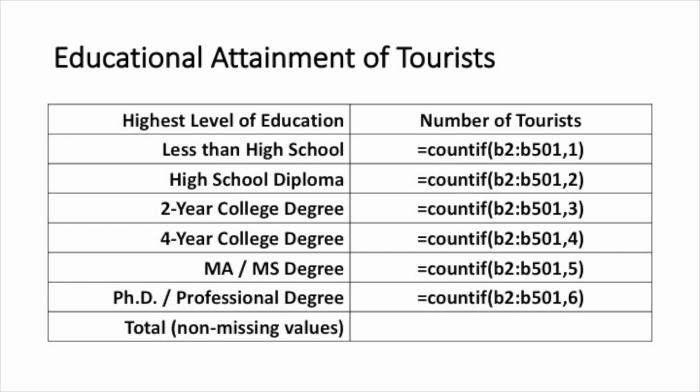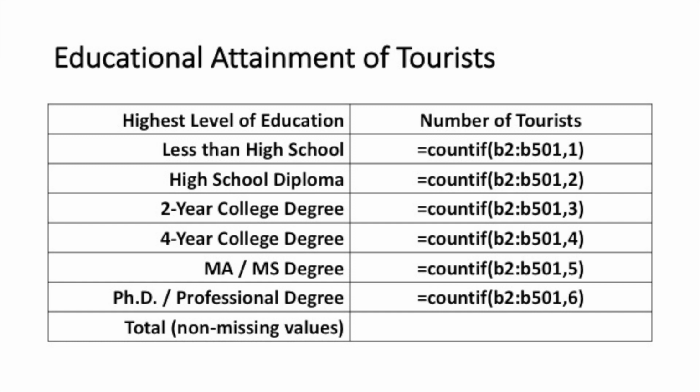So before we even start making the pie charts and bar charts, it's good practice to make a shell of what the frequency distribution is going to look like. You see that I have two columns here. One says highest level of education, and the second one says number of tourists. And you see that we have the different educational categories here: less than high school diploma, 2-year college degree, 4-year college degree, master's degree, or PhD.